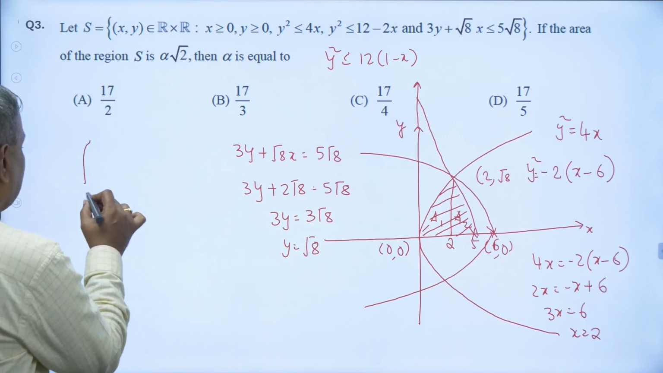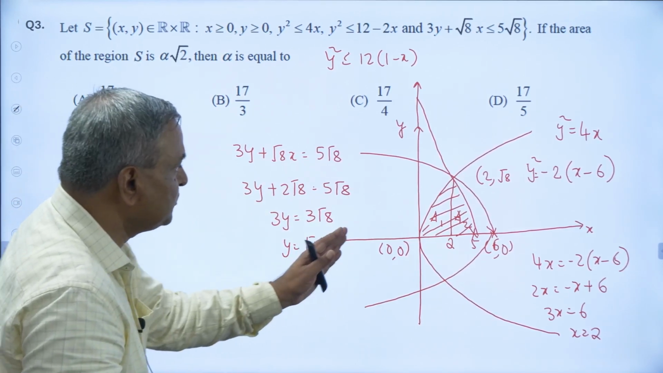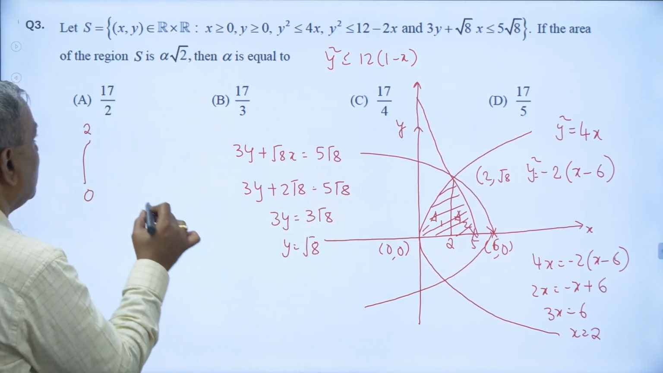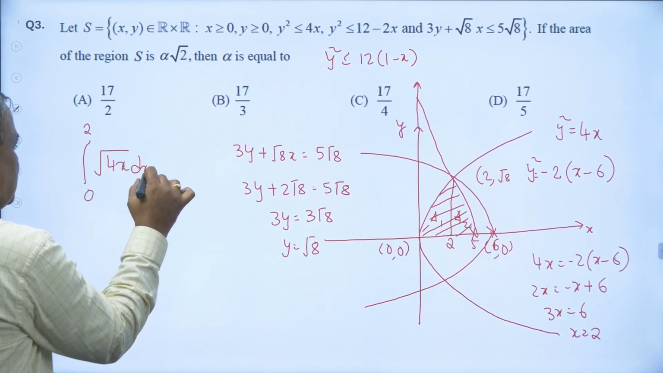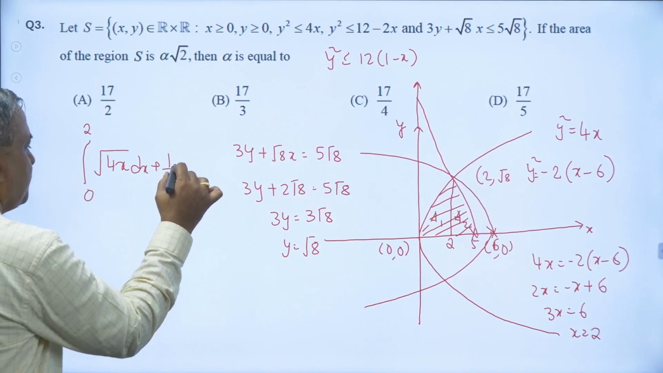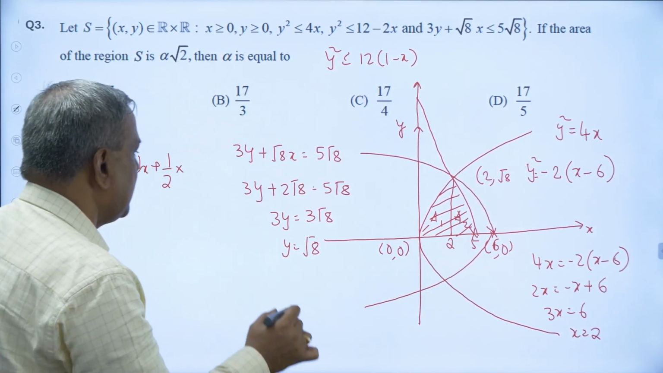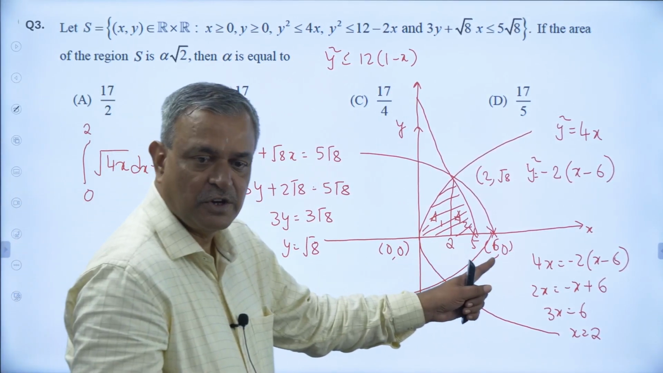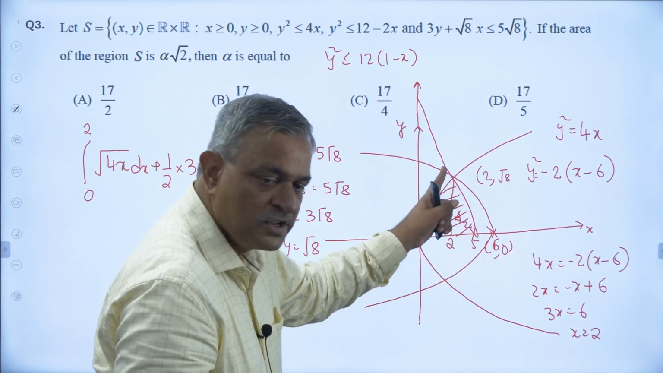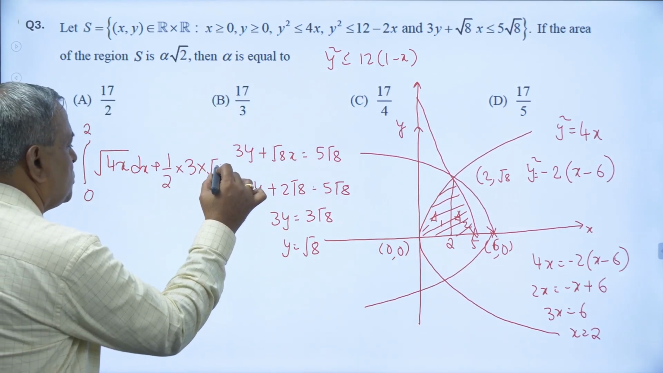So this is integral 0 to 2, this one. This is nothing but the parabola, under root of 4x dx, plus the triangle area. This is the base, the difference is 3. Base is 3. This is the height, because it is forming a triangle. Height is equal to root 8.